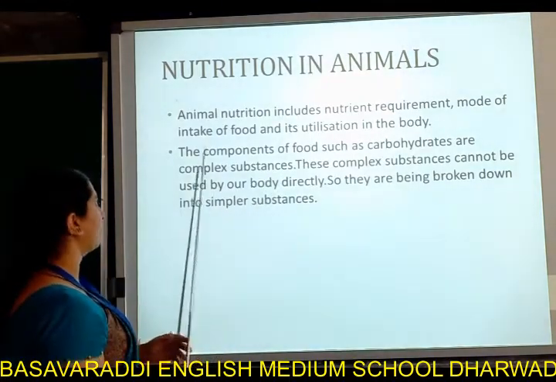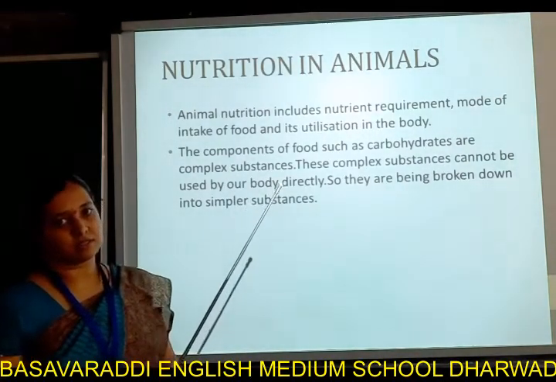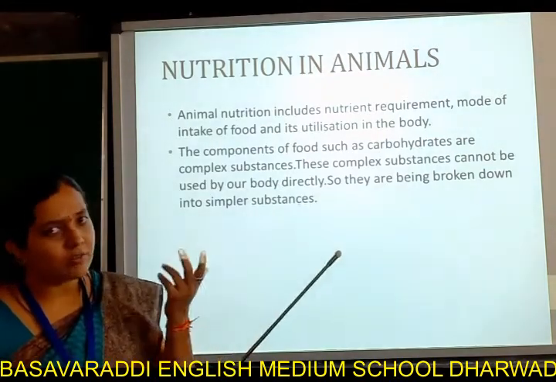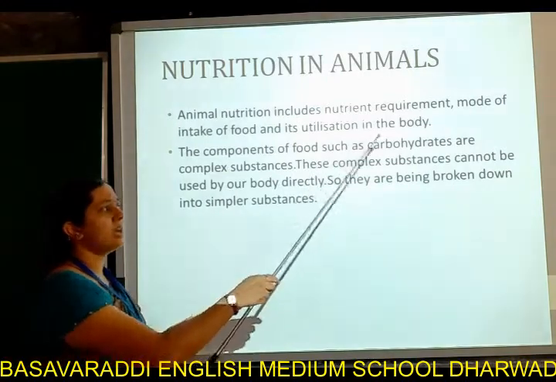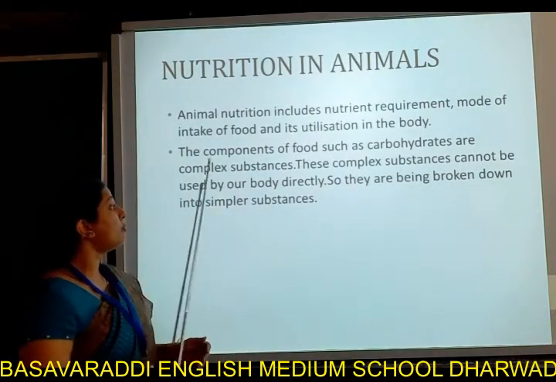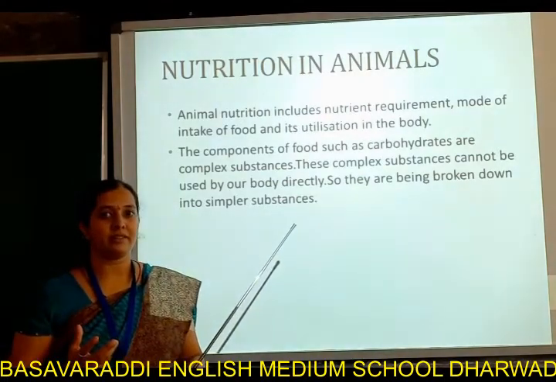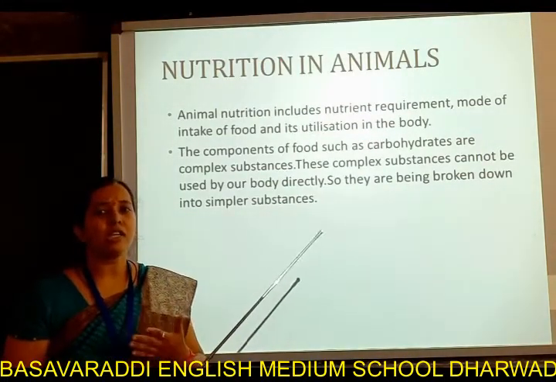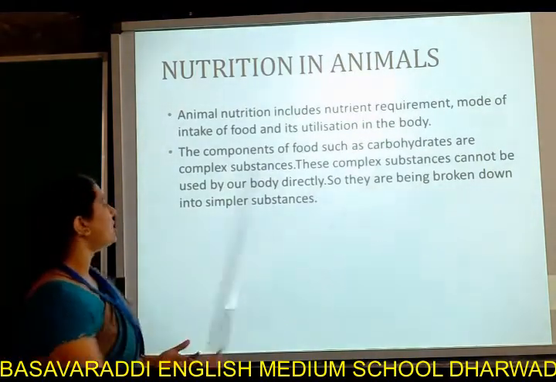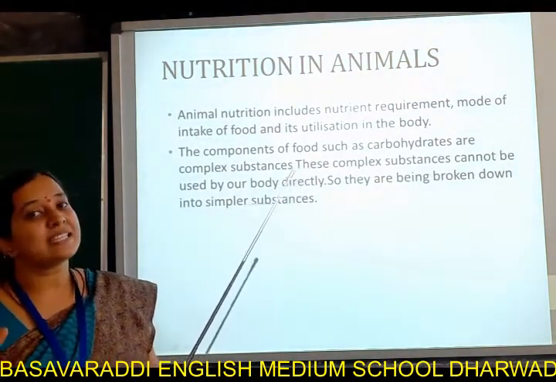That is very important. The components of food such as carbohydrates are complex substances. We already know carbohydrates and proteins are very complex. These complex substances cannot be used by our body directly, so they are broken down into simpler substances.